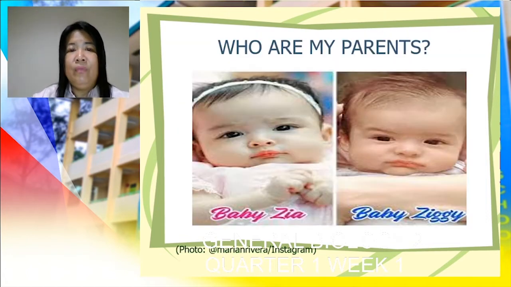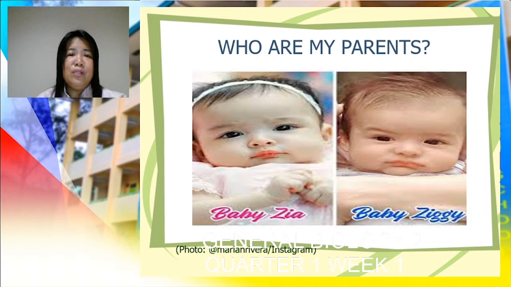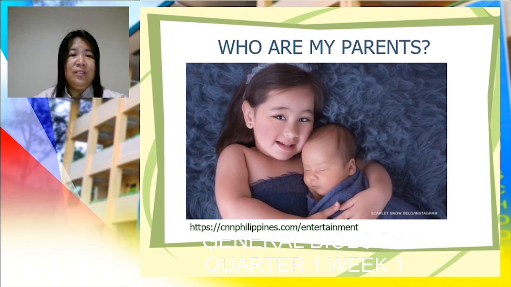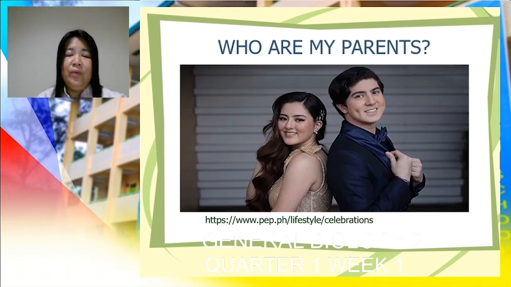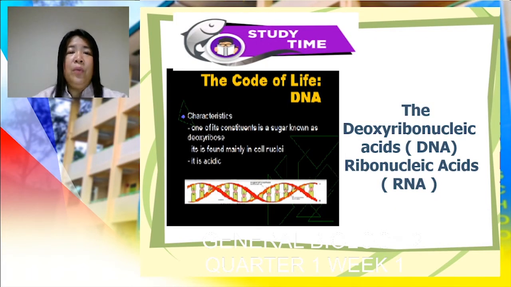Before we start with the DNA and RNA, let us look at the different illustrations that we have here. If you read it, it says, who are my parents? So can you guess the parents of these little children? Beautiful children, beautiful species of human beings. First illustration, second illustration, third illustration. I hope your guess is as good as mine. And the fourth illustration. Now, we have to know the parents of this because they actually show the kind of DNA that they have.